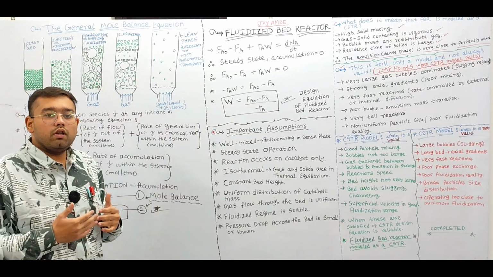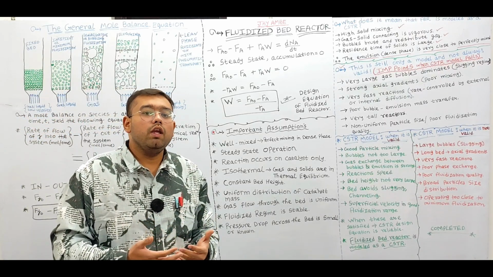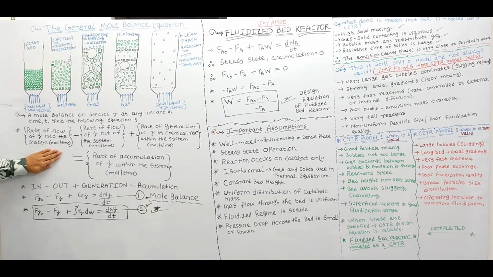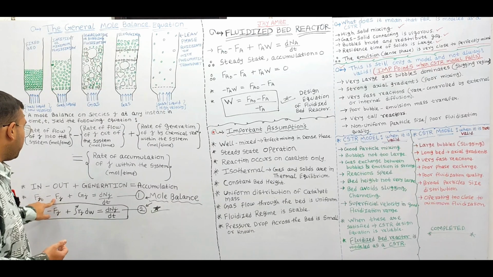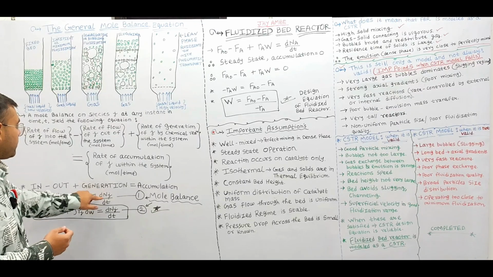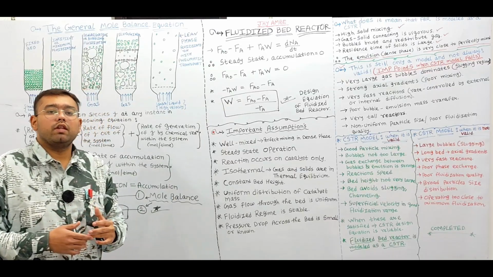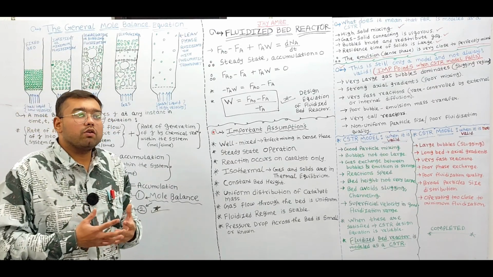Okay, now we'll move into understanding the derivation of the design equation of the fluidized bed reactor by using the general mole balance equation, right? We already know the general mole balance equation is given by in minus out plus generation is equal to accumulation. Here the inlet stream is indicated by Fj0, which means the initial molar flow rate of species j entering the fluidized bed reactor, minus Fj, which indicates the outlet molar flow rate, plus the generation term Gj is equal to dNj by dt, right?